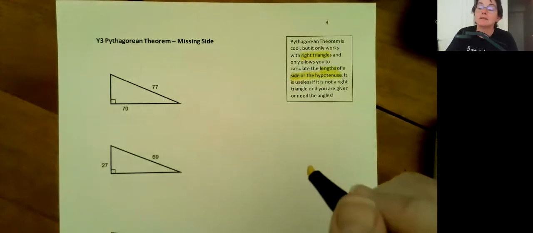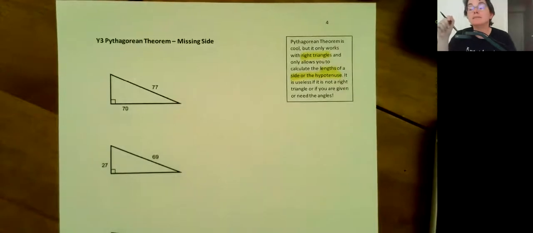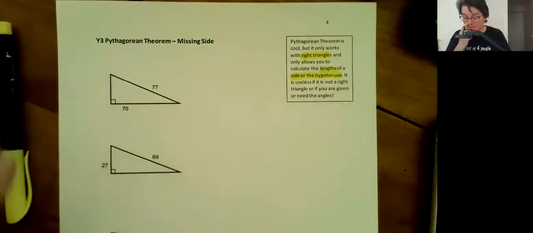So there is another set of videos called the trig videos that tell you how to deal with it if you're given angles instead of sides. Something to look forward to. Working on them. They're going to be amazing. Anyway, let's get back to today's topic, which is what to do when you're missing a side.